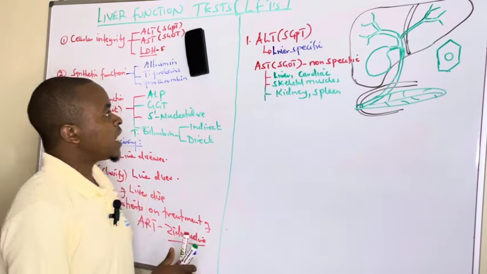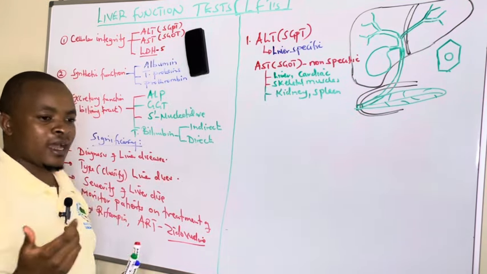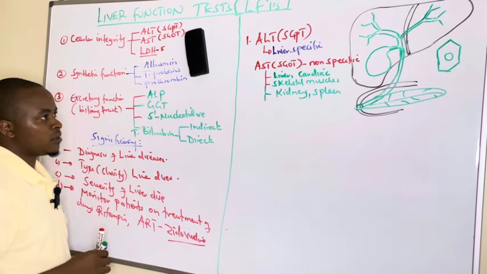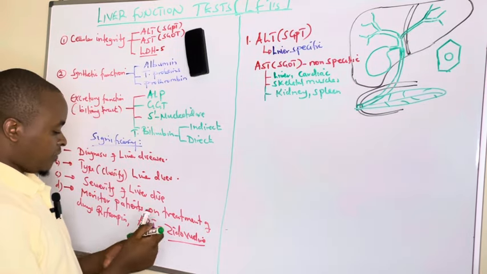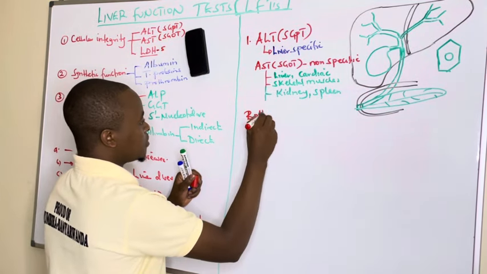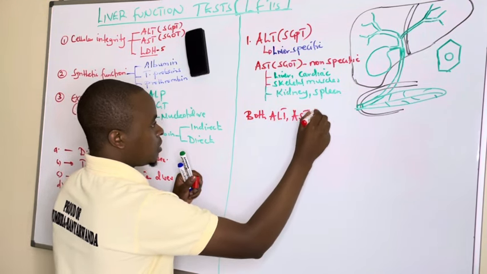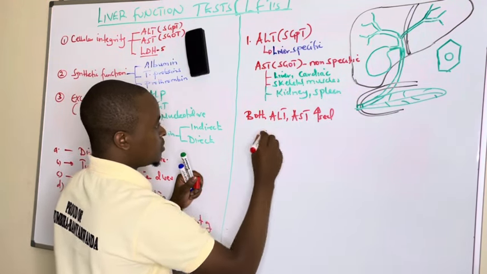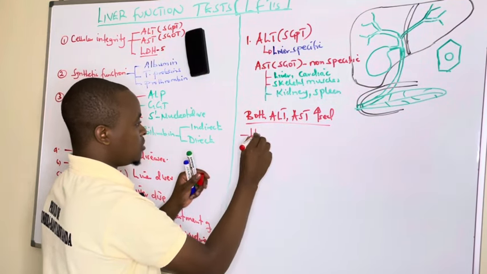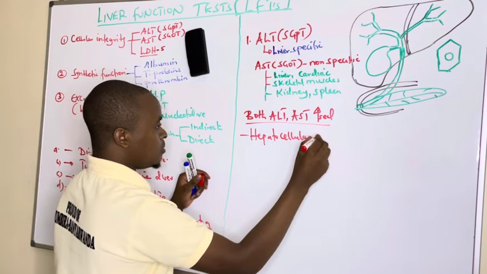So we can never interpret AST alone or ALT alone; they are done together, so we always have to interpret them together. And whenever I find that both ALT and AST are increased, we normally see them in hepatocellular damage, that is, diseases that cause hepatocellular damage.